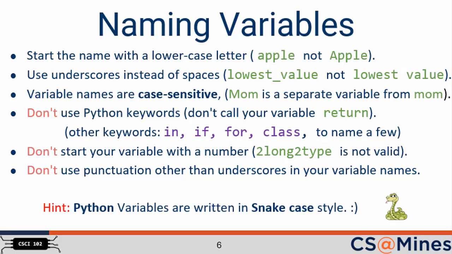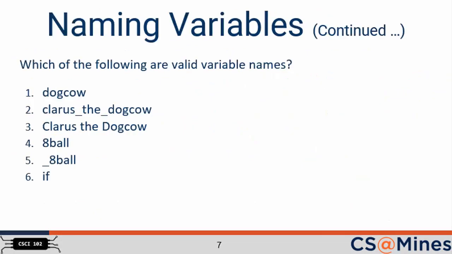You should use snake case variable names in your programs. Snake case variables means you use underscore characters to separate the different words in variables. For example, notice the variable lowest underscore value on this slide. Phew, this is a lot of do's and don'ts in variable naming. So let's practice. We suggest you hit pause on this video and think about which of the variable names shown are valid.